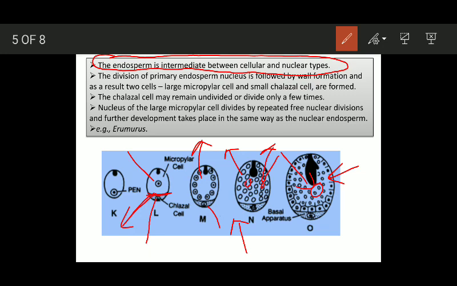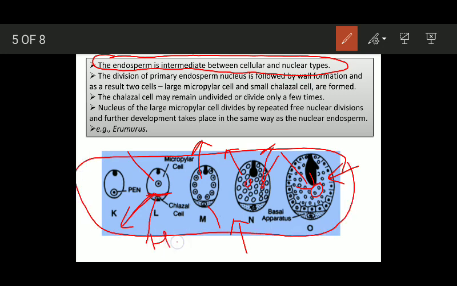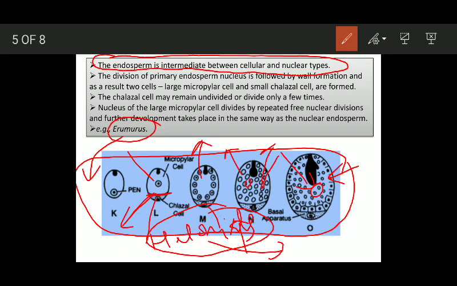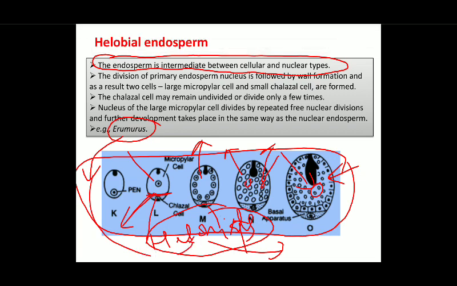I have already told you that Helobial endosperm development occurs in a specific group which is known as Helobiales, and this Helobiales is an order of monocots. याद रखना, Helobiales is an order of monocots which show this type of endosperm development, and the plant species you can just remember is Eremurus. Eremurus is a monocot plant species belonging to Helobiales.